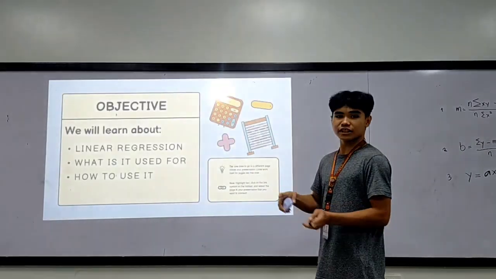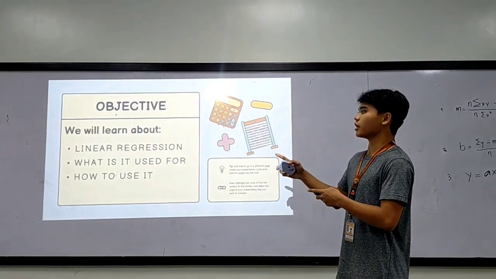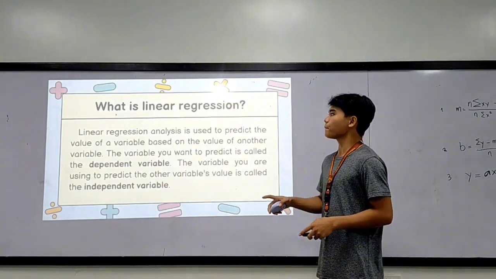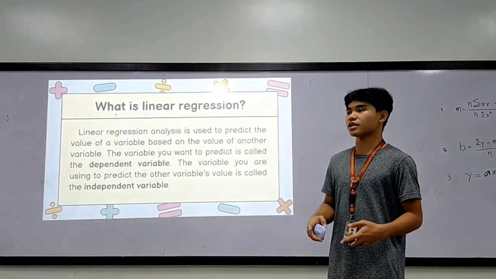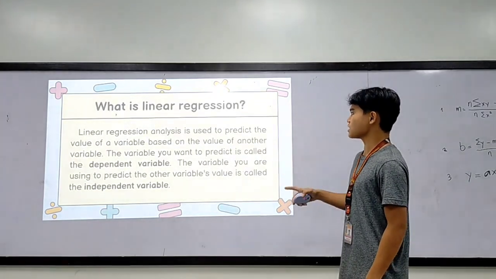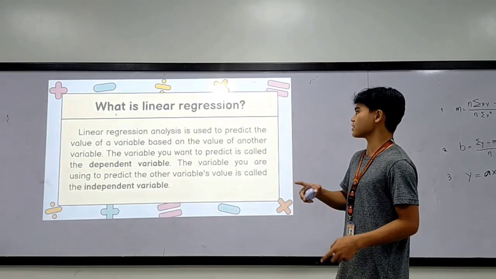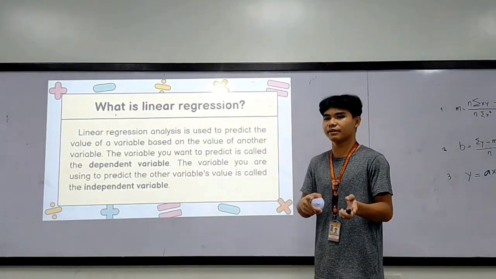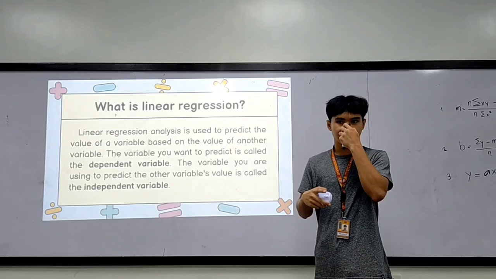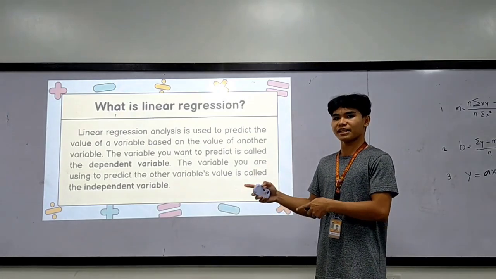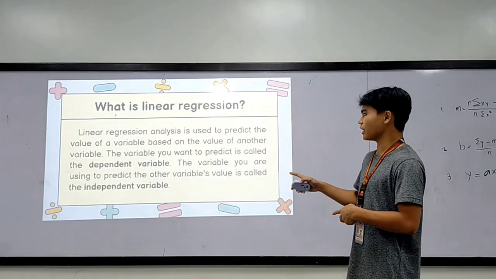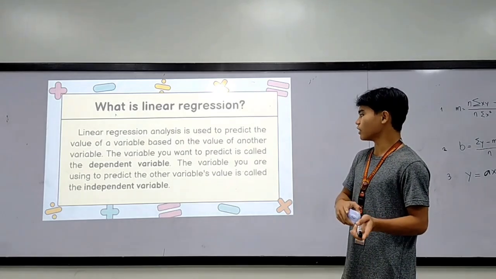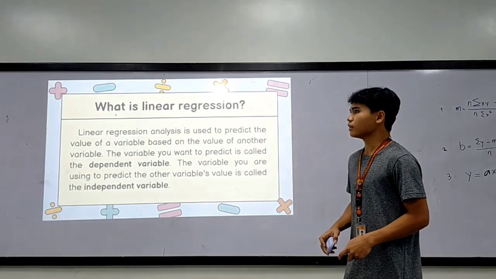So, the objective of this presentation is that we will learn about linear regression, what it is for and how to use it. First of all, what is linear regression? Linear regression is analysis used to predict the value of a variable based on the value of another variable. So basically it's just predicting using mathematics. The variable you want to predict is called the dependent variable. The variable you are using to predict the other variable is called the independent variable.